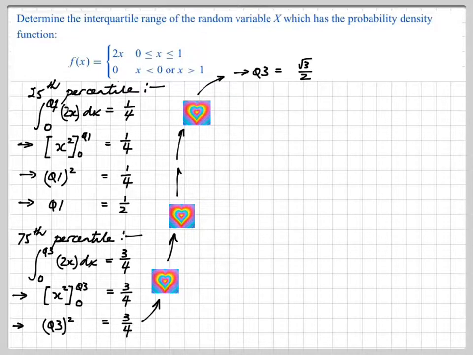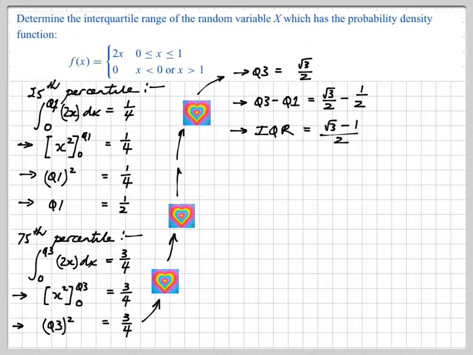Yes, well done. Now, that's not the end of the story. The IQR is the range between those two values, Q1 and Q3. So it's Q3 minus Q1. That's the interquartile range, or the IQR as they call it. So there it is. I'm just putting it over the same denominator of 2, and it's root 3 minus 1 all over 2. Do you get that?